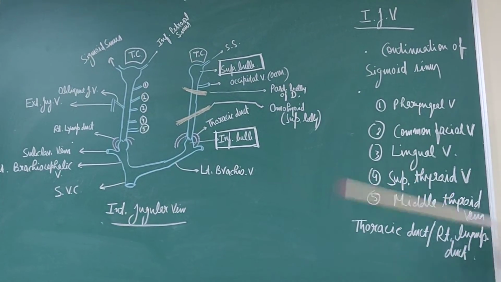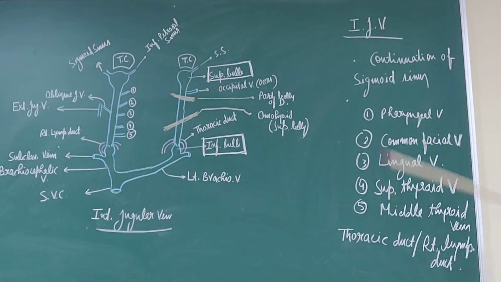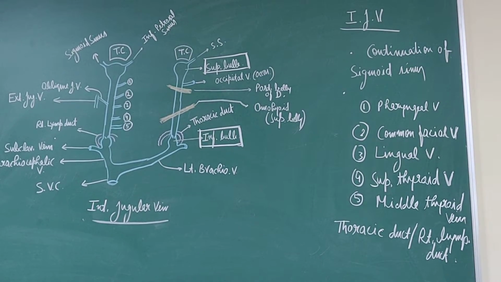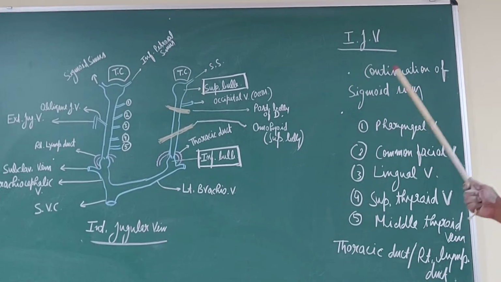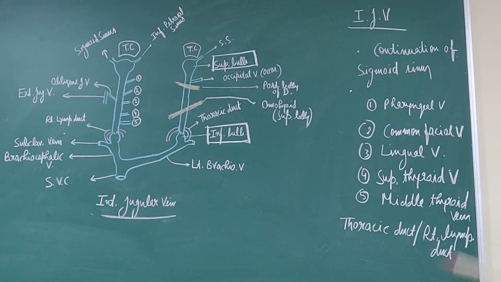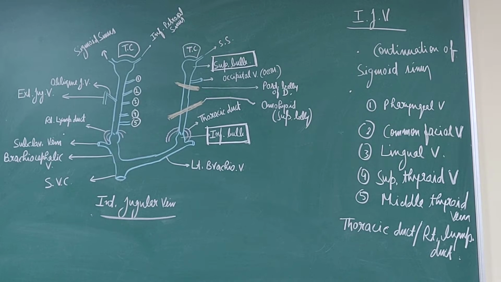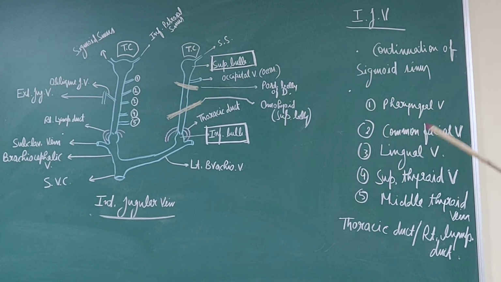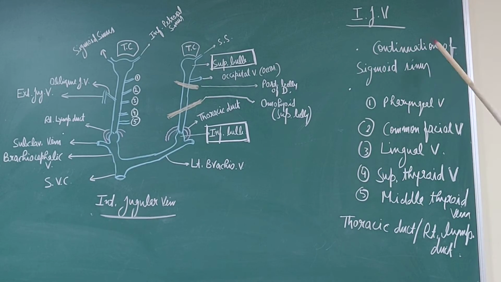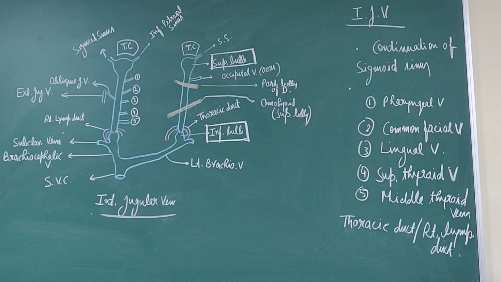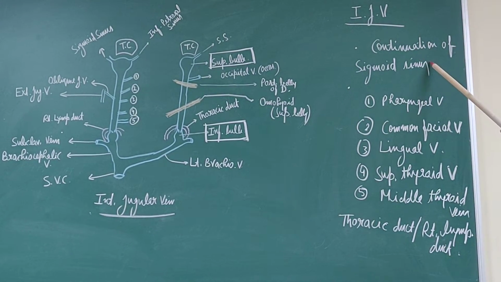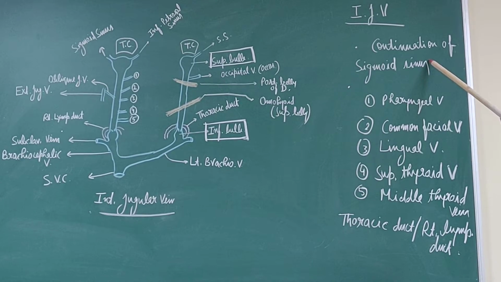Now, the internal jugular vein. It is the deep vein of the neck. We have learned in the carotid sheath that the internal jugular vein is present on the lateral aspect of the common carotid artery as well as the internal carotid artery inside the carotid sheath. This internal jugular vein is the continuation of the sigmoid sinus. The sigmoid sinus is one of the dural venous sinuses.